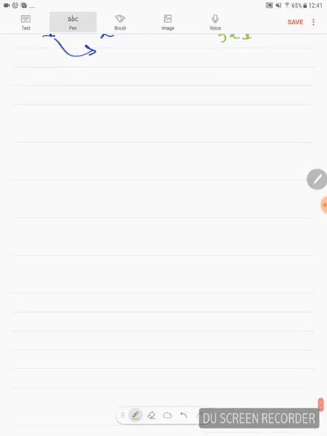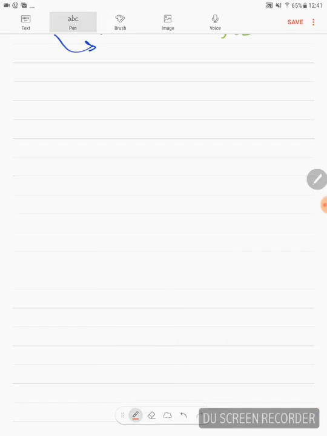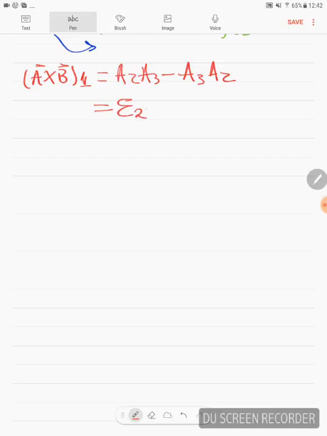So by knowing this and going back to the cross product, we can say the following: that component 1 of A cross B can be written as A2 A3 minus A3 A2. This you can say is the Levi-Civita tensor 2, 3, 1.